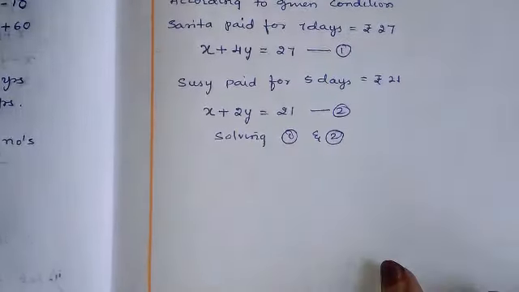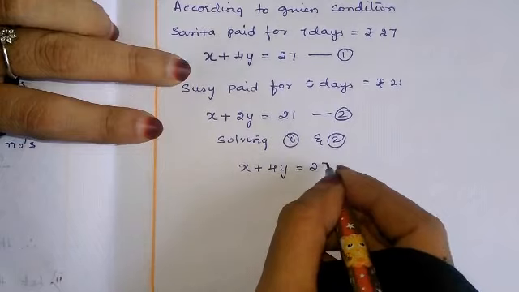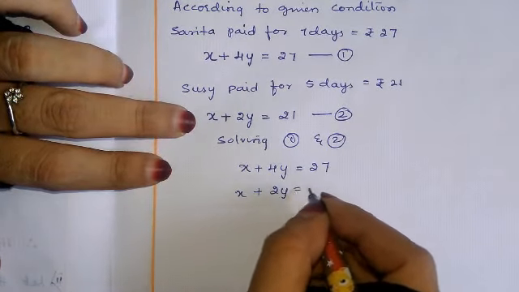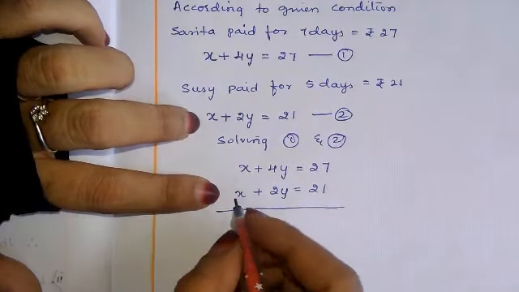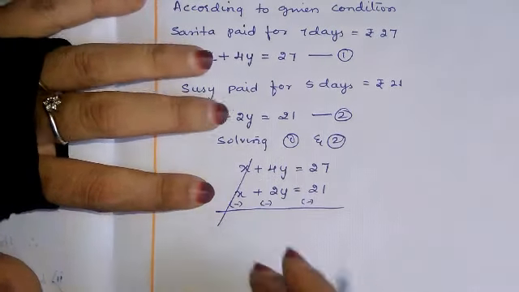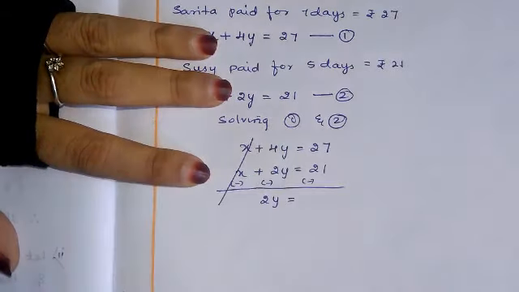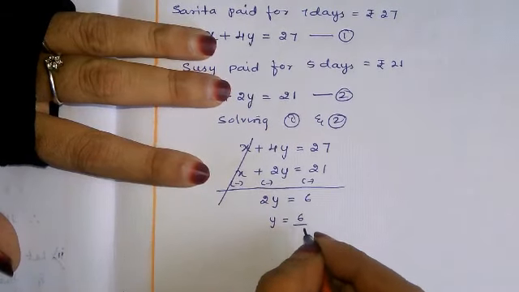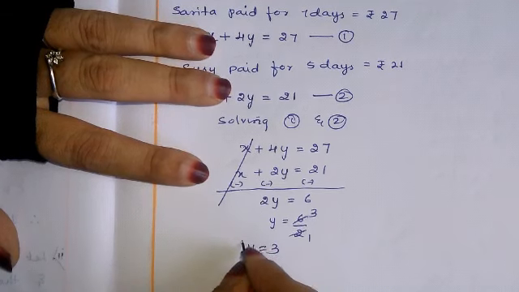What we will get? x plus 4y is equal to 27. x plus 2y is equal to 21. Now both have the same sign, so we have to change the signs: minus, minus and minus. This gets eliminated. 4y minus 2y is 2y. 27 minus 21 is 6. y is equal to 6 by 2. 2 threes are 6. y is equal to 3, we got.